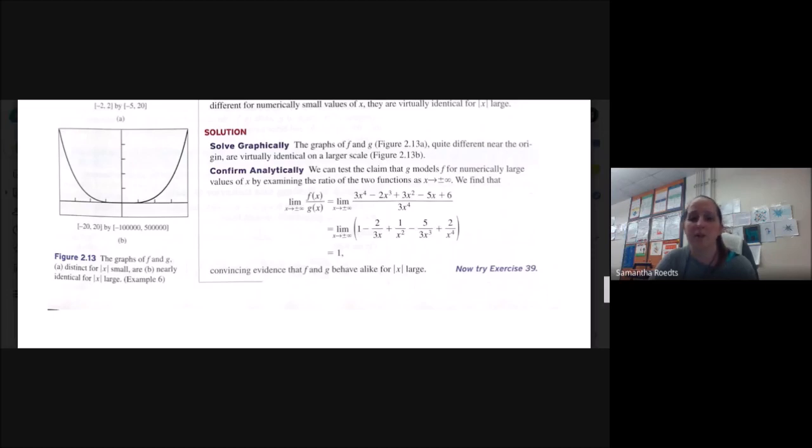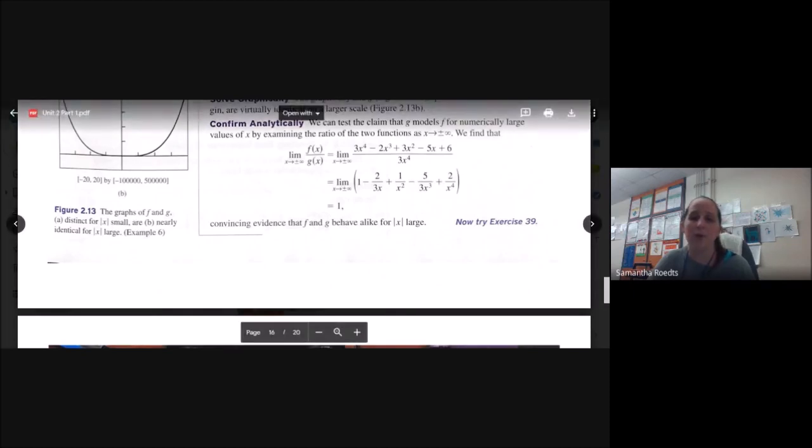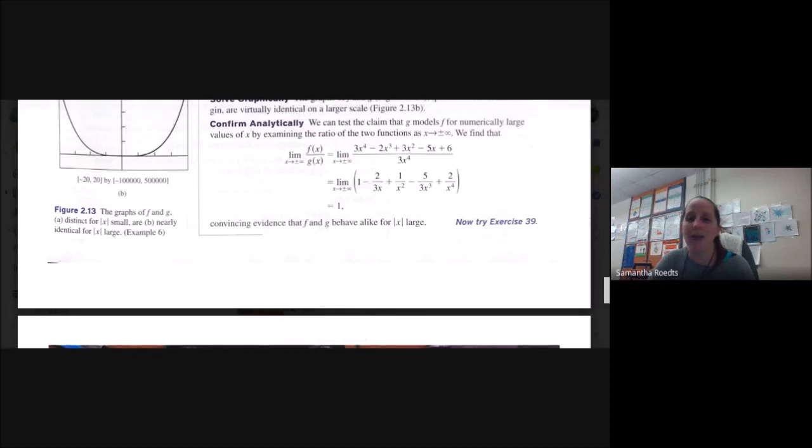Okay. So when I simplify it, 3x to the fourth divided by 3x to the fourth is 1. 2x cubed divided by 3x to the fourth is 2 over 3x. 3x squared divided by 3x to the fourth is 1 over x squared. Negative 5x over 3x to the fourth is 5 over 3x cubed. And then 6 over 3x to the fourth is 2 over x to the fourth, and the whole expression gets closer and closer to 1. Okay, so this is convincing evidence that f and g behave alike for the absolute value of x large.